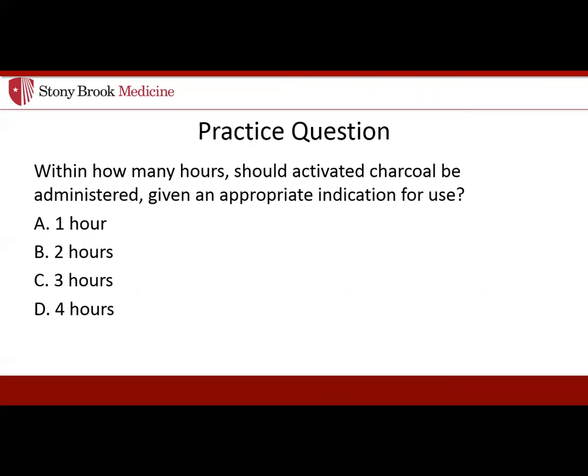Yes, 1 hour. So after 1 hour, it's more than likely that the toxin has traveled to the lower GI tract, where activated charcoal might not bind as well to the toxin.